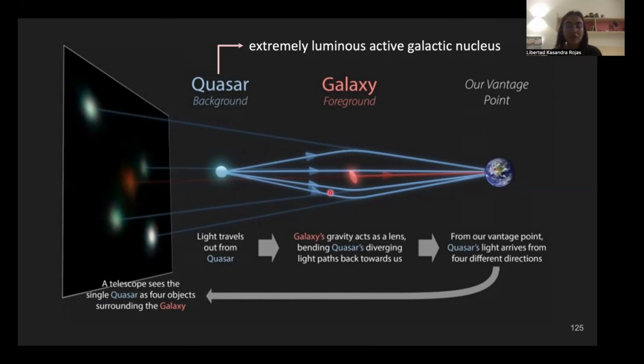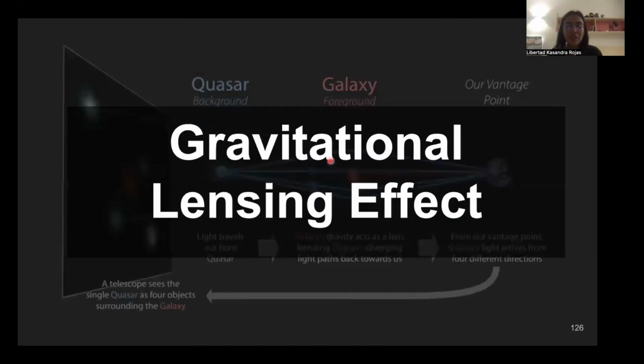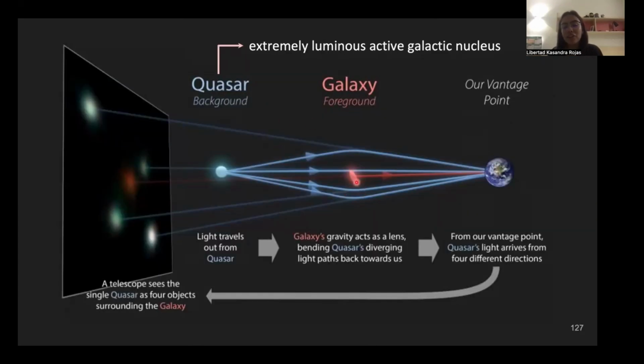So why am I actually mentioning this? This is the effect of gravitation. This is what is known as the gravitational lensing effect. And through this method, we're able to see how massive a galaxy is. Just by seeing how much light is bent or curved, we can know how massive that galaxy has to be and where the mass is actually concentrated.